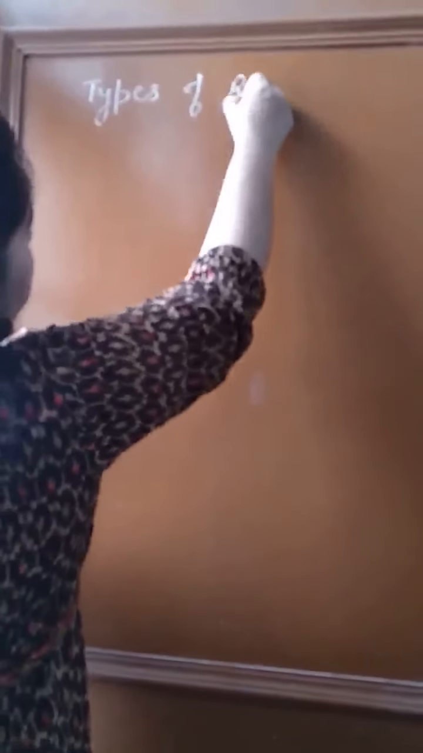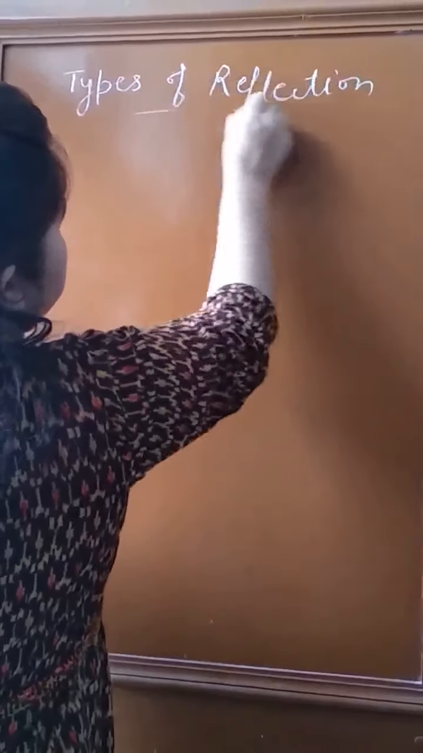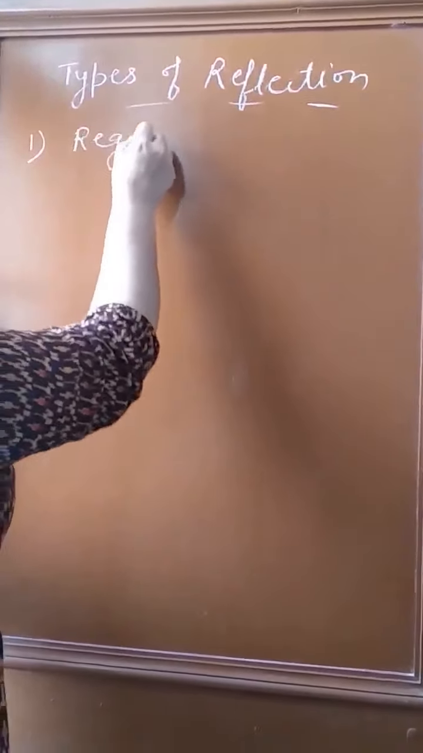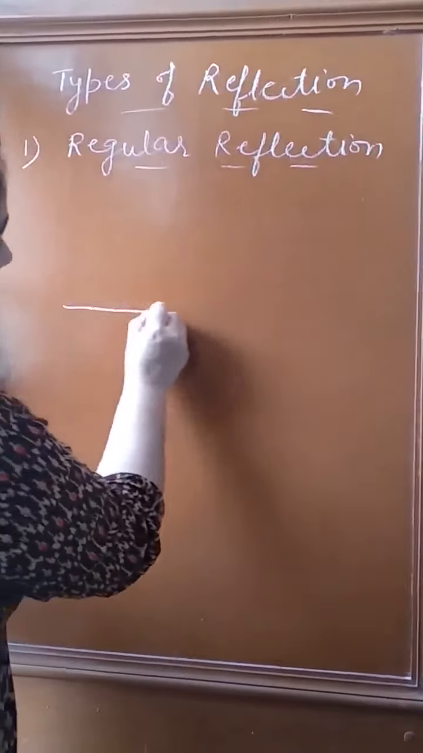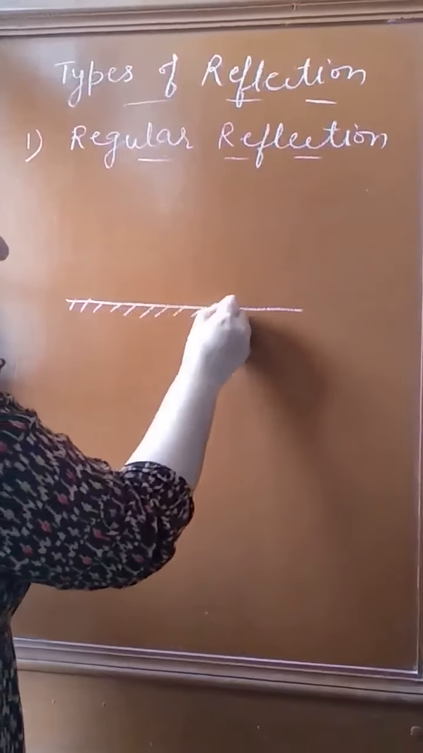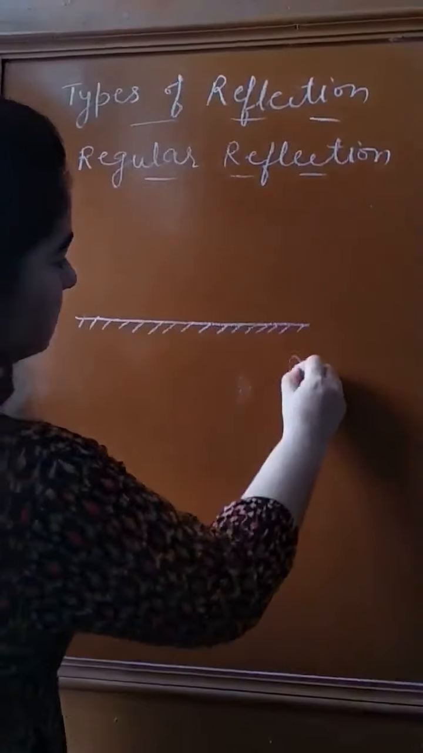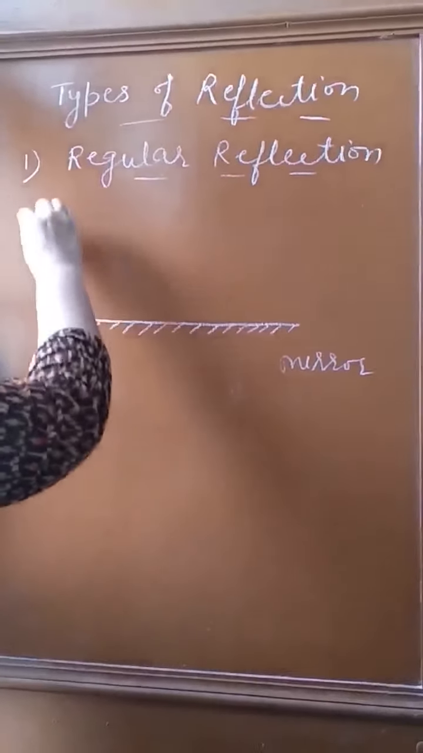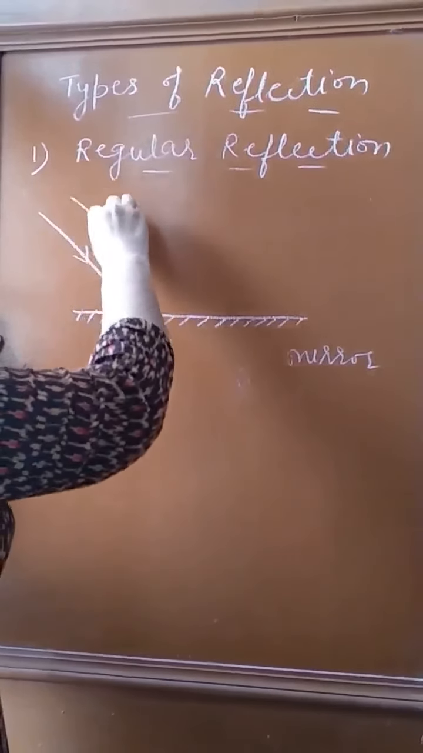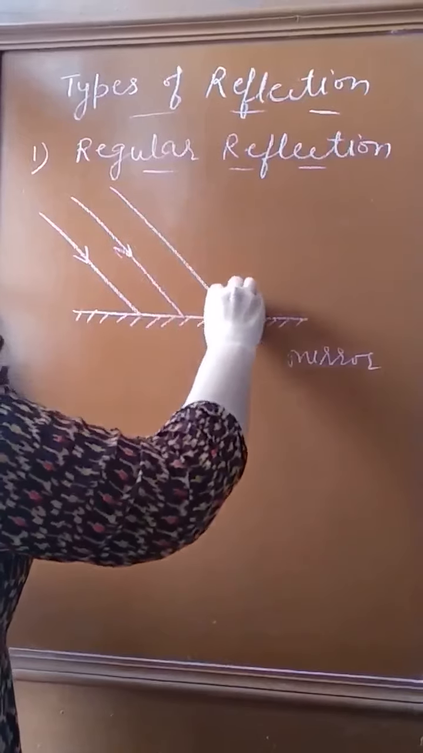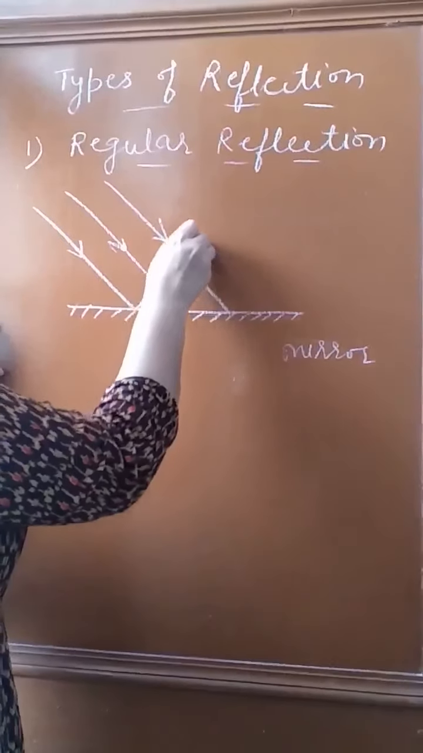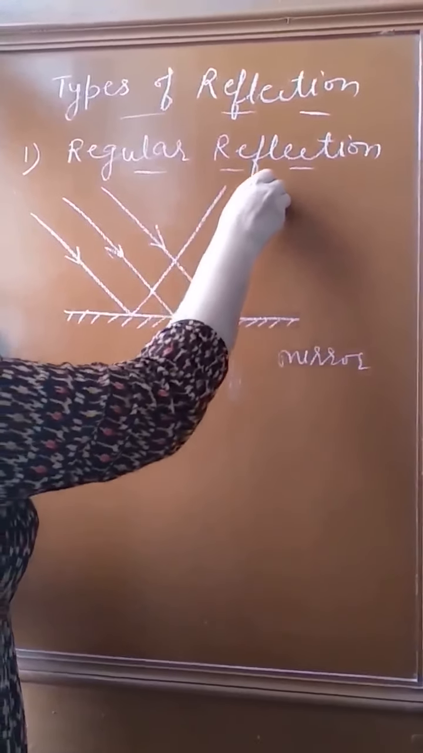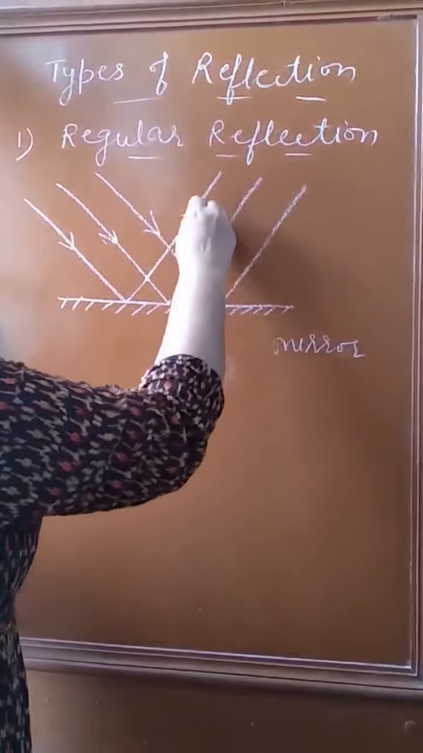Now types of reflection. First one is regular reflection, in which when we take a smooth polished surface like a mirror, when a number of rays parallel to each other fall on it, these go in the same medium after reflection, and these reflected rays are also parallel to each other.